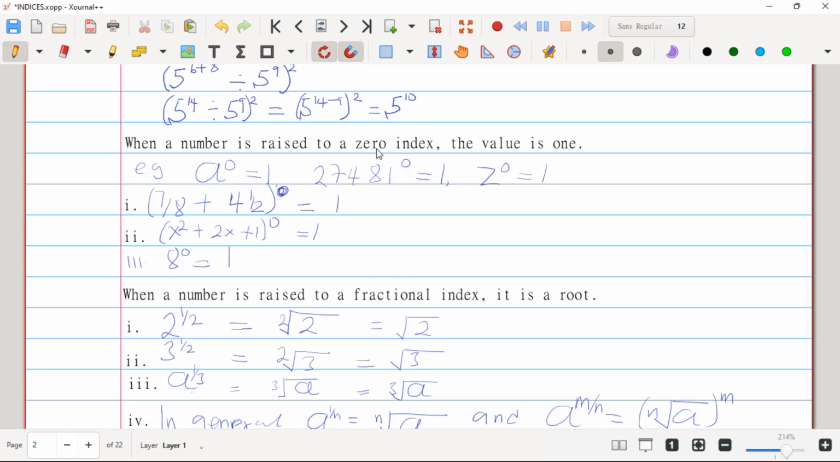And then the fourth law of indices is saying that when a number is raised to a 0 index, the value is 1. Whether it is a digit, a number, or a letter, any letter at all, any number at all raised to the power 0 is equal to 1. So here we have a raised to the power 0. A raised to the power 0 is equal to 1.